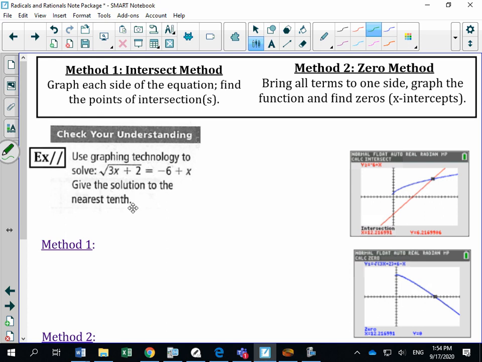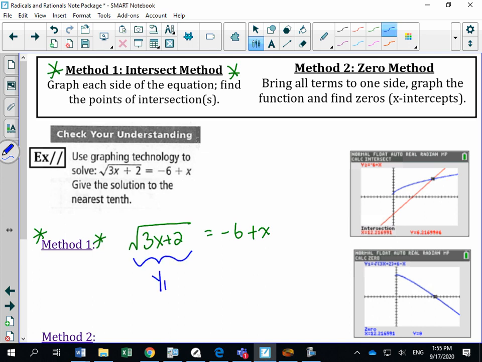So there's two methods. The first method is actually probably the method I prefer. It's called the intersection method. What the intersection method is: write the equation that they give you, so the square root of 3x plus 2 is equal to negative 6 plus x. You punch this into y1 on your calculator, and you punch the right-hand side of the equal sign into y2 on your calculator.